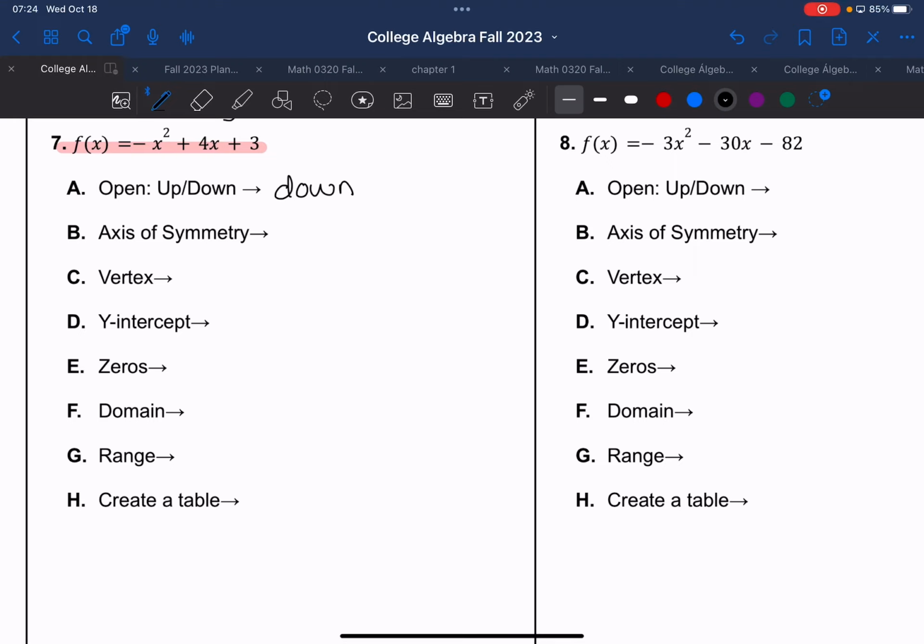What's our formula for axis of symmetry? x equals -b over 2a. In this case, what is our b value? 4. So I'm going to write a -4 over 2 times what? What's our a value? -1. So I have -4 divided by -2, which is 2. So my axis of symmetry is x equals 2. Let me rewrite that.